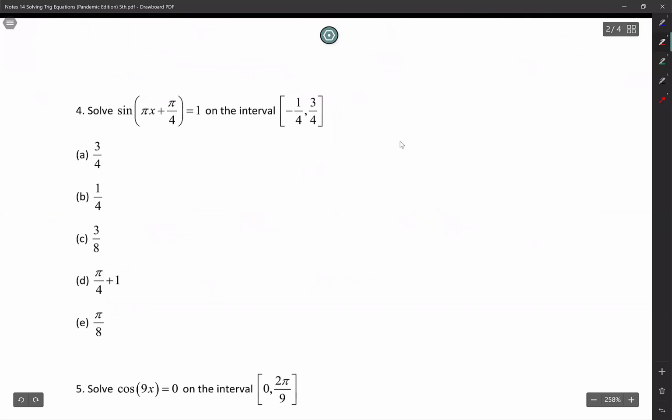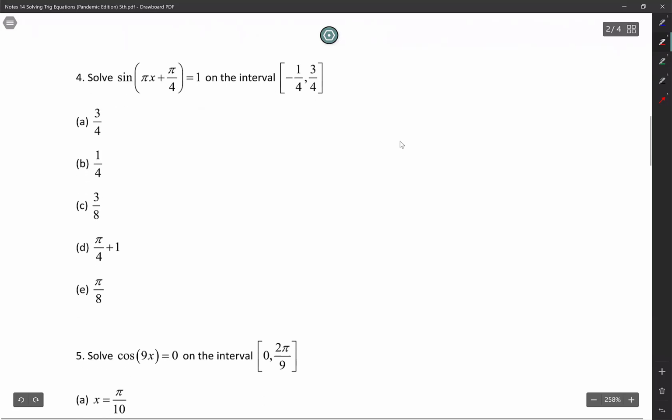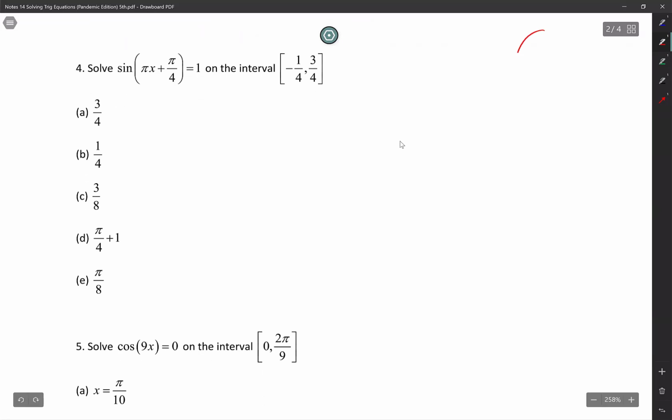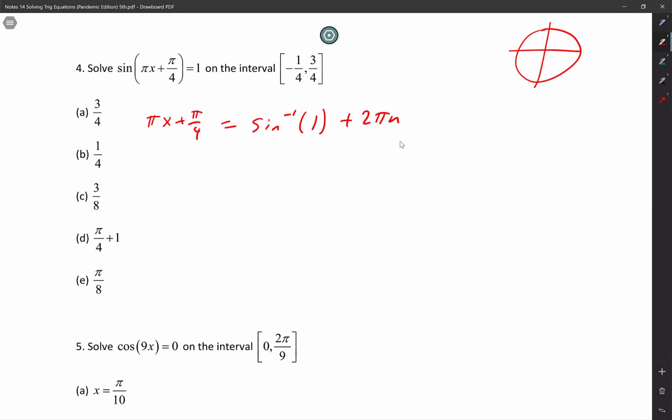Question number 4. So question number 4 says, solve sine of pi x plus pi over 4 equals 1 on the interval -1/4 to 3/4. So again, we're gonna do the same thing, guys. Take out your unit circle. I'm gonna go arc sine, so pi x plus pi over 4 equals, arc sine does not have plus minus, so I do not want to see plus minus in front of that. If you want to be a robot, arc sine has this and then pi minus arc sine. But that'll be for another day.